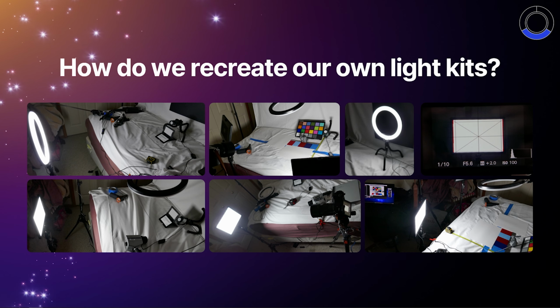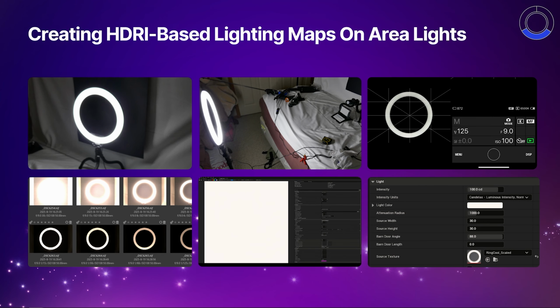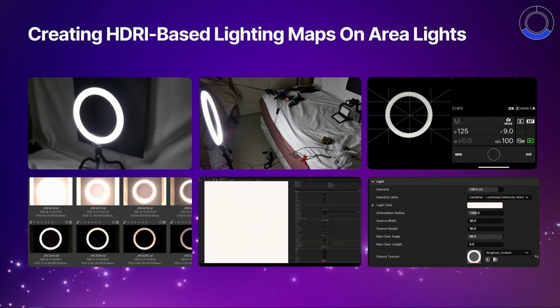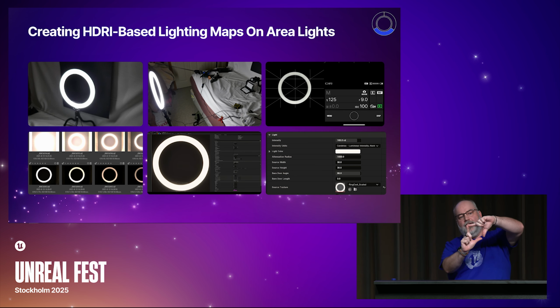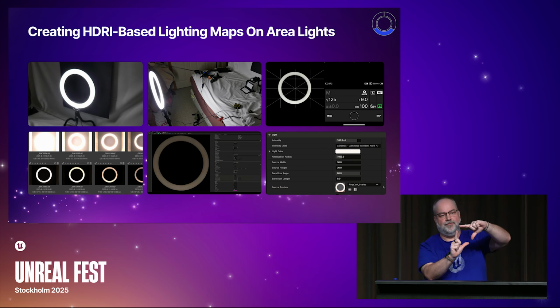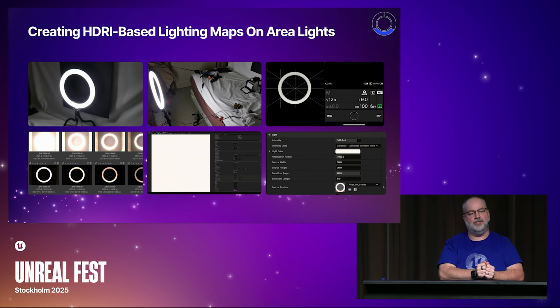So how do we recreate our own light kits? The same way as we captured our reference. That's why I dragged you all through that. You just shoot the light itself, do it the exact same process, save your color values. And when you make your texture, I don't care if it's 16:9 aspect or 3:2 or 1:1, it's going to be 1:1 as a texture, and it's going to be power of 2. It has to be power of 2. It makes a huge difference.